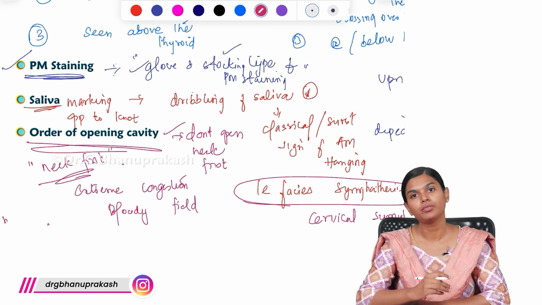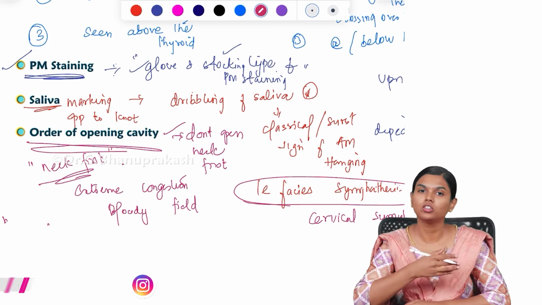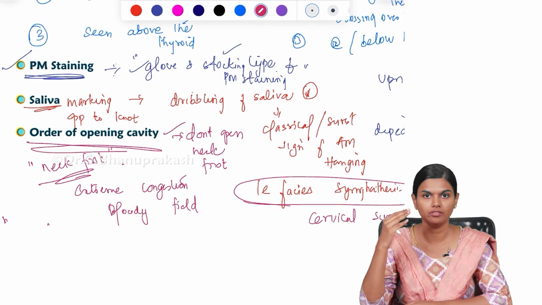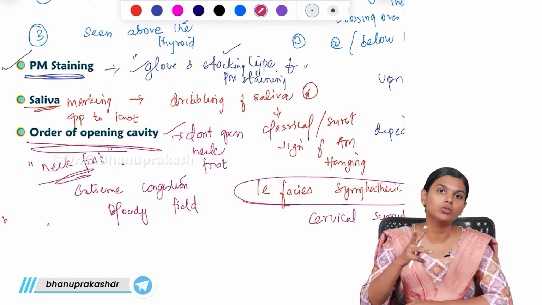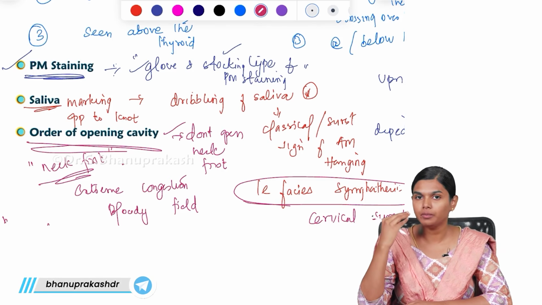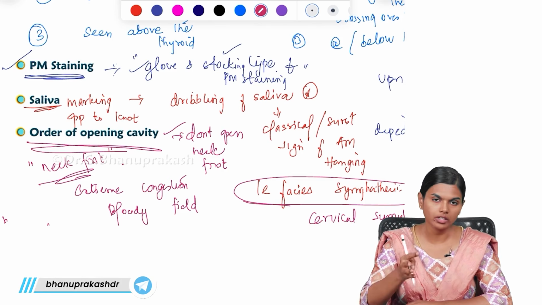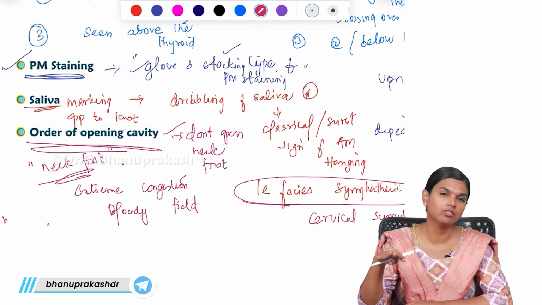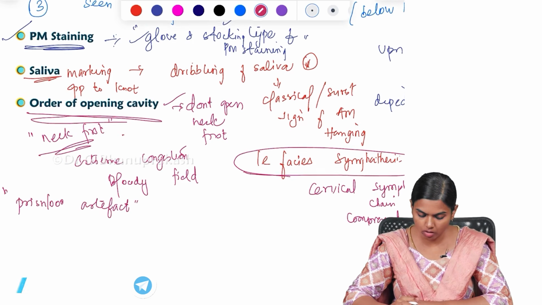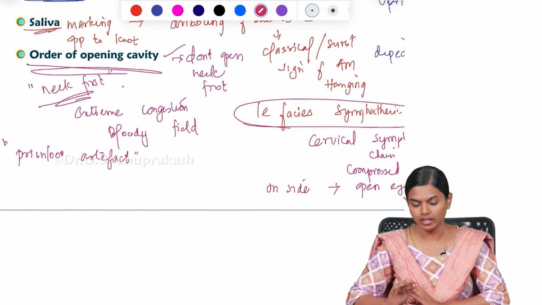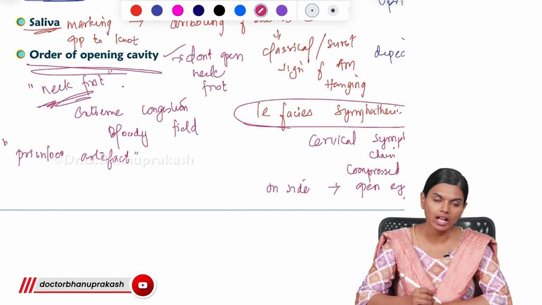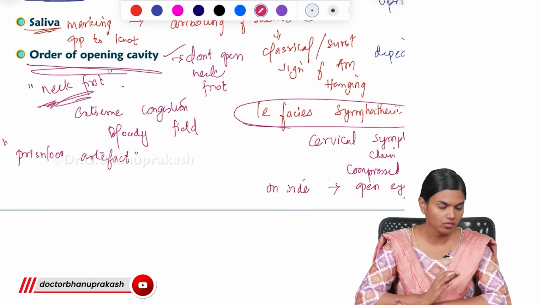We will open the abdominal organs, we will open the thoracic cavity, we will open the head, we will drain out all the blood from the vessels through the cranial cavity. After that only, at the end only, we will be opening the neck, so that we can get this bloodless field for exploration. So, this is the order of opening the cavity. Whatever you open first, you can leave it, but open the neck at last. That is the main thing in case of hanging.